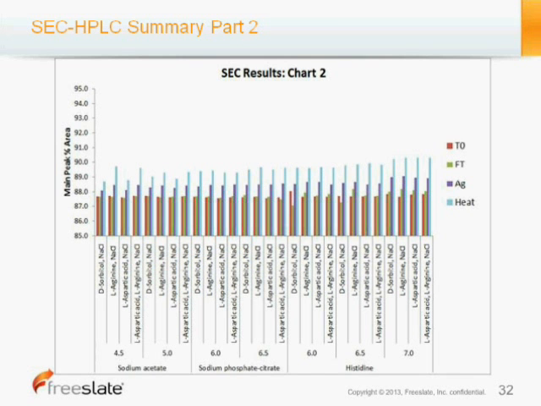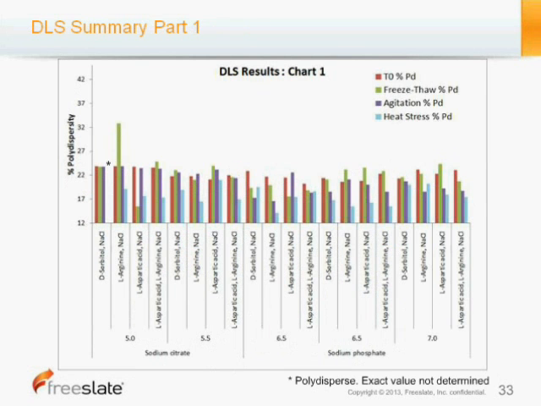Now we have DLS, which was used to look at the different formulations as far as particle formation in each of them. So here we're looking at percent polydispersity. Basically, this can be thought of as: the lower this number, the more of the light scattering is being produced by the monomer protein. So the higher the polydispersity, the more particles there are in the system.